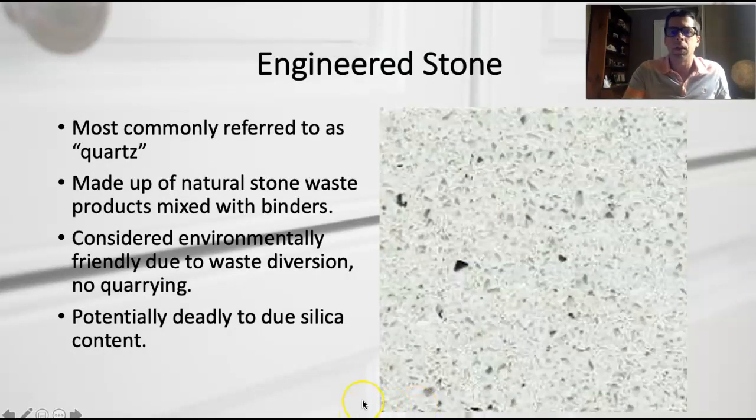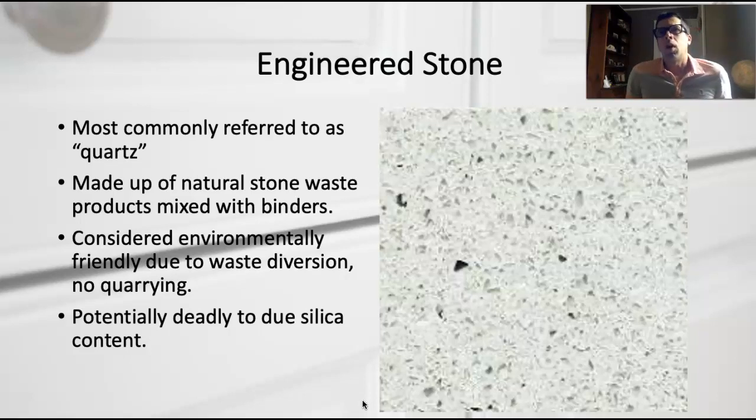Engineered stone, again, this is most commonly referred to as quartz. Okay, when most people say quartz nowadays, they're talking about this engineered stone. And what this is, it's kind of, on one hand, an environmentally friendly product in that it's using waste products from natural stone production. Okay, so the small rocks, offcuts, powders, everything from like marble and quartz and granite and soapstone gets mixed together with binders, glues and resins, okay?